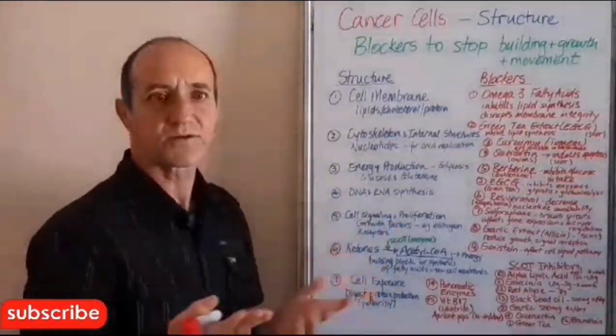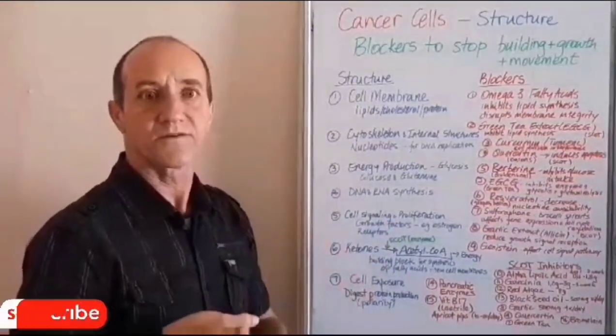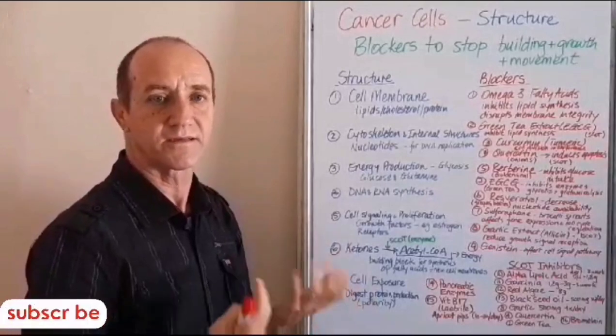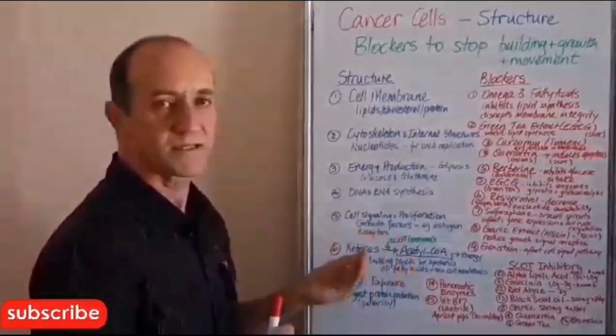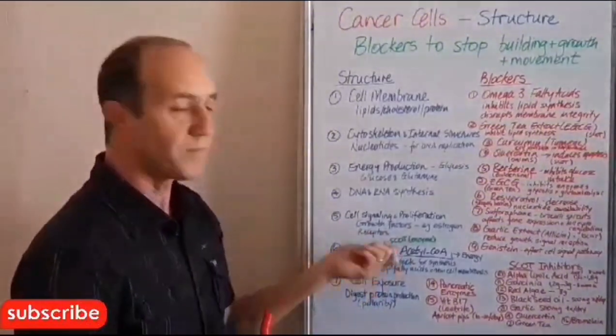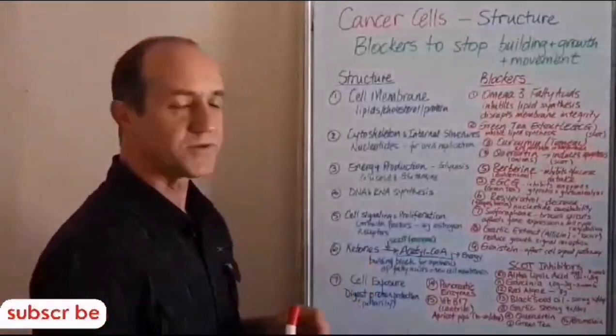Ketones. When the body has no sugar, no glucose, and none of the fuels, and it's left with only fat burning, fat makes ketones. Cancer uses ketones, and ketones also make another part of the structure. So how do you block that? And then how do you expose the cell?